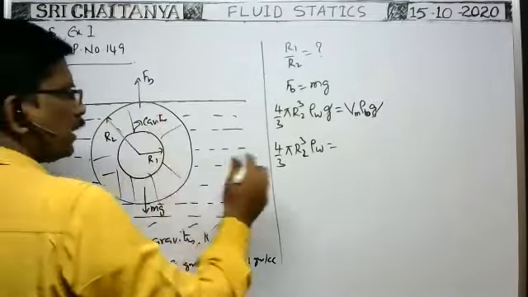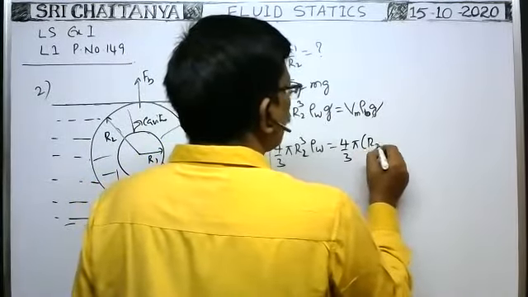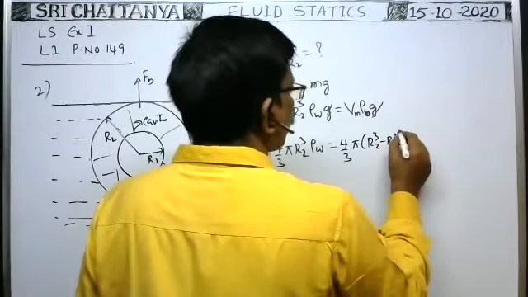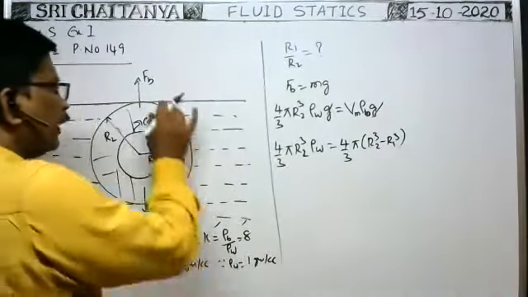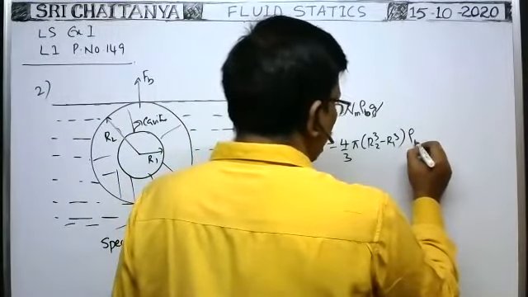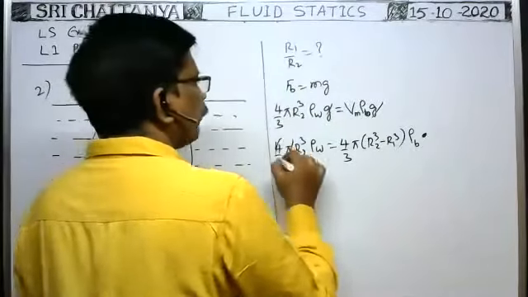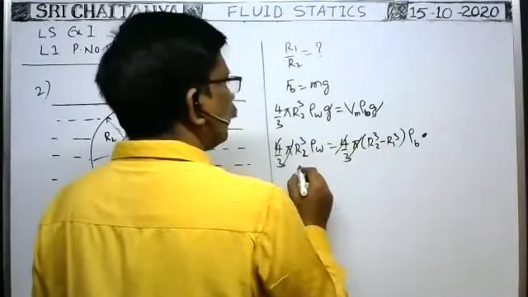That gives the volume of material of the sphere. So 4/3 pi into R2 cube minus R1 cube is the volume of material of the sphere, into the density of the body into g. Of course, g I cancel. 4 by 3 pi can be cancelled.